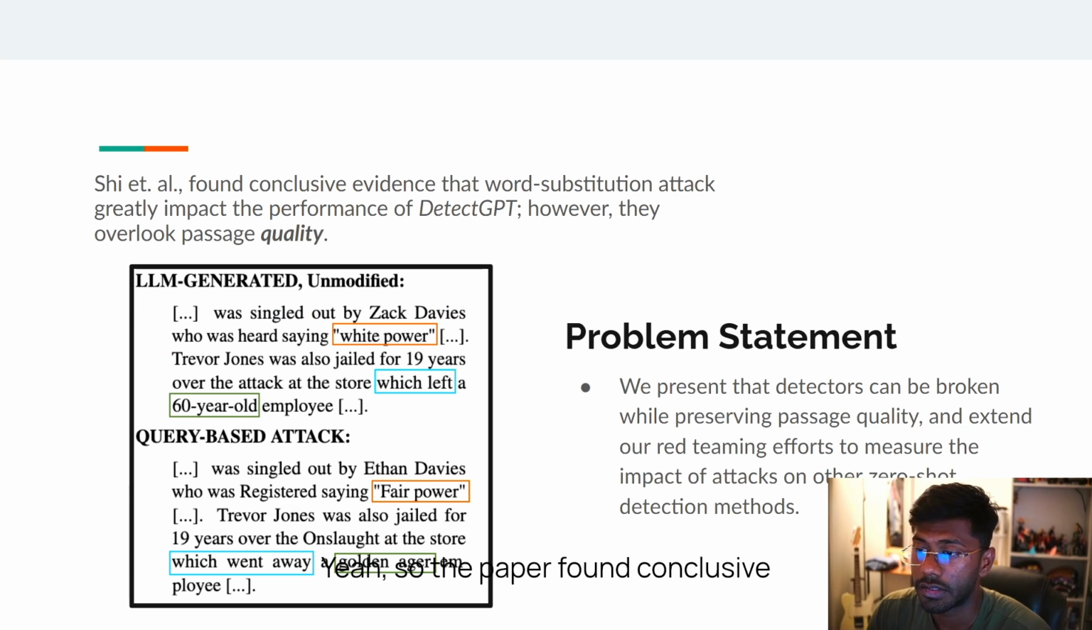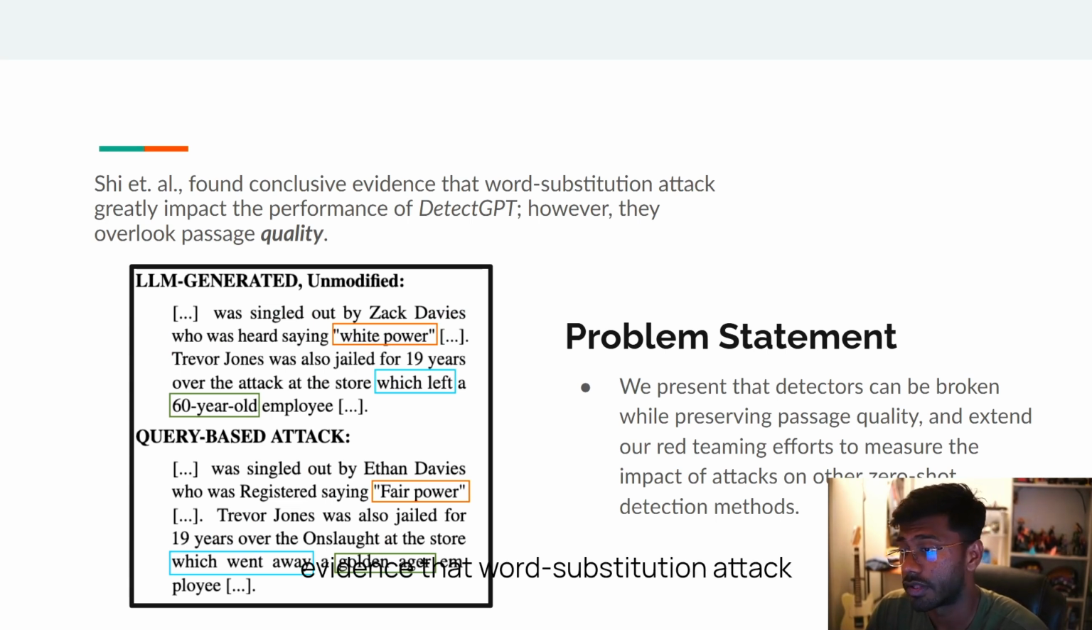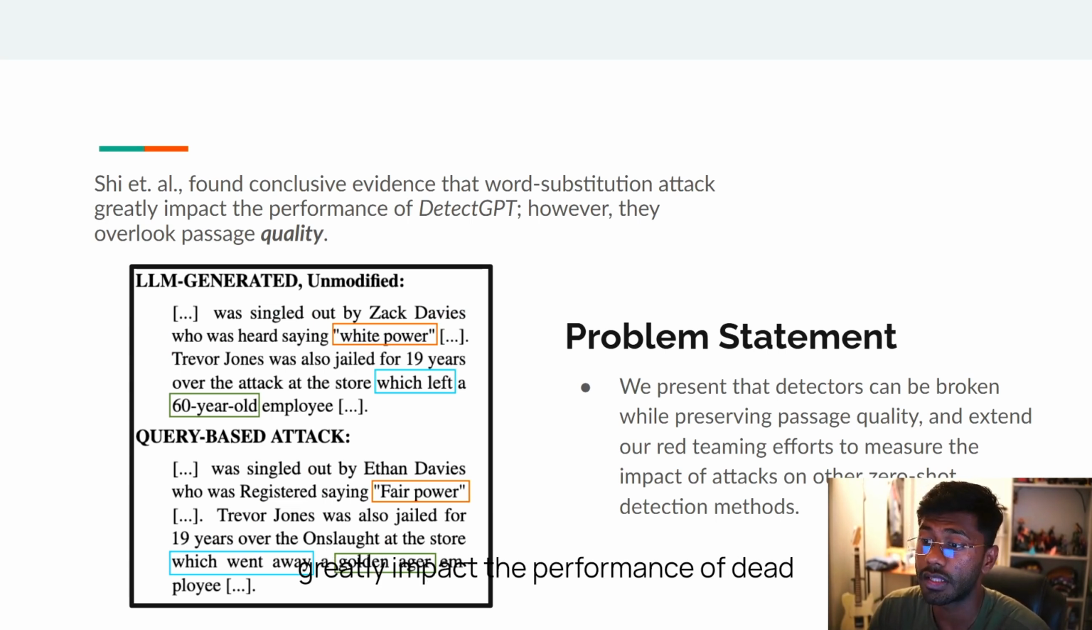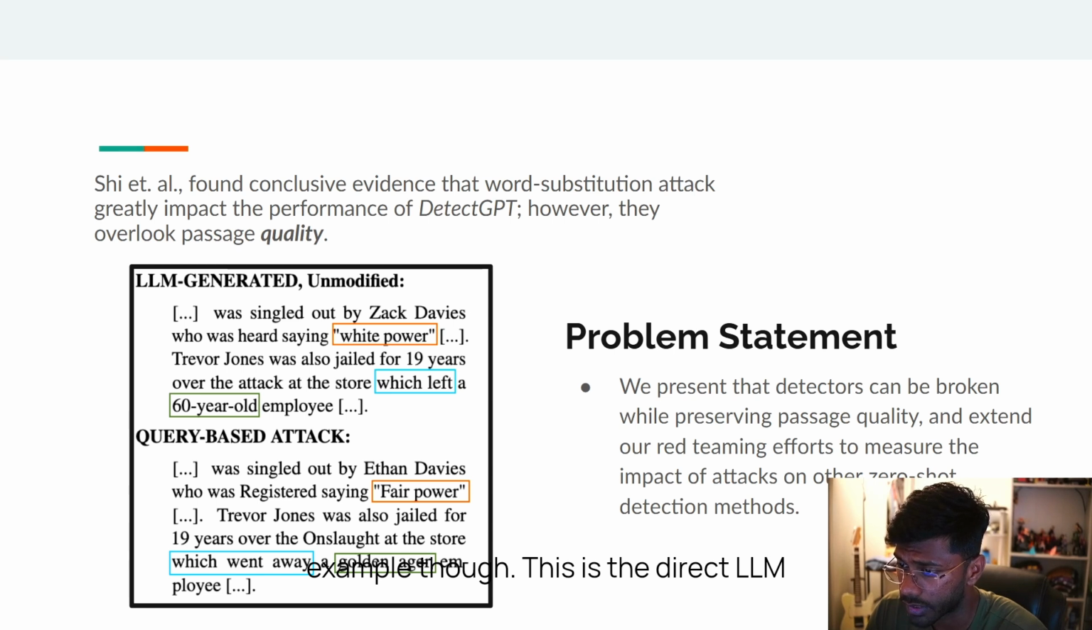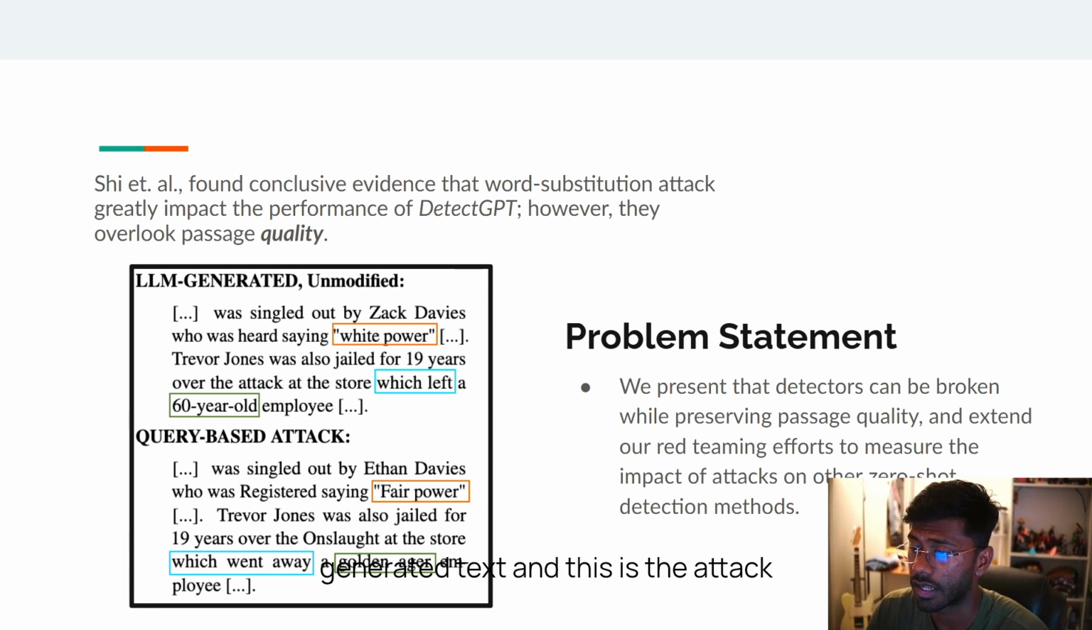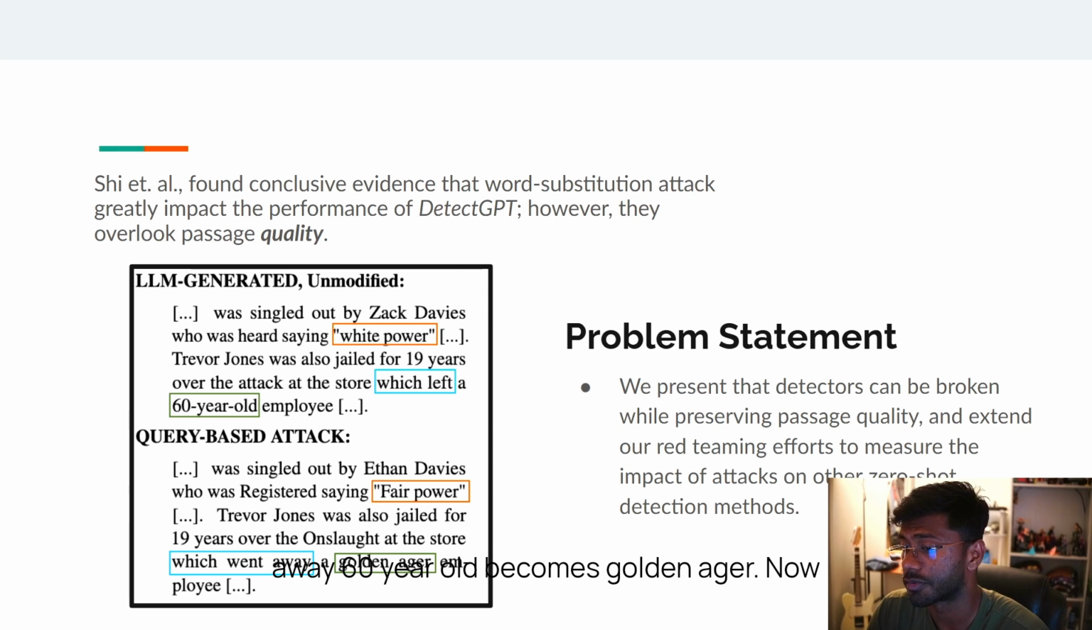And so the paper found conclusive evidence that word substitution attacks greatly impact the performance of DetectGPT, however they overlook passage quality. Let's take a look at this example. This is the direct LLM generated text, and this is the attack text that was used to test the performance of DetectGPT. So we see white power converted to fat power, which left becomes which went away, 60-year-old becomes old major.